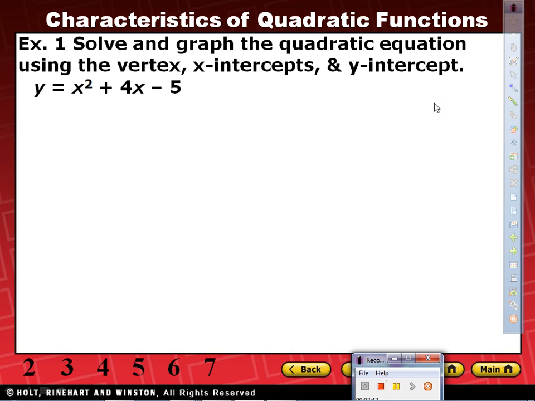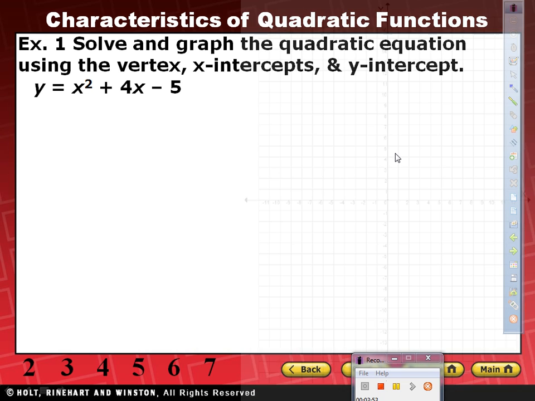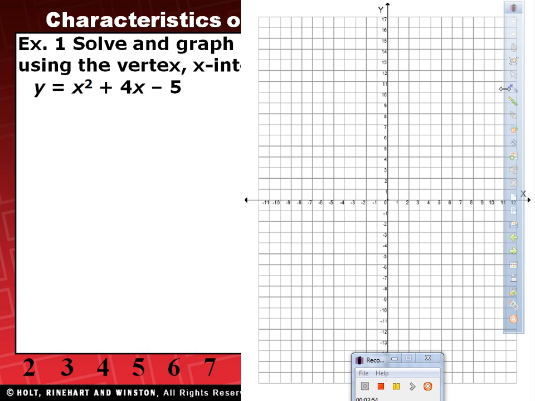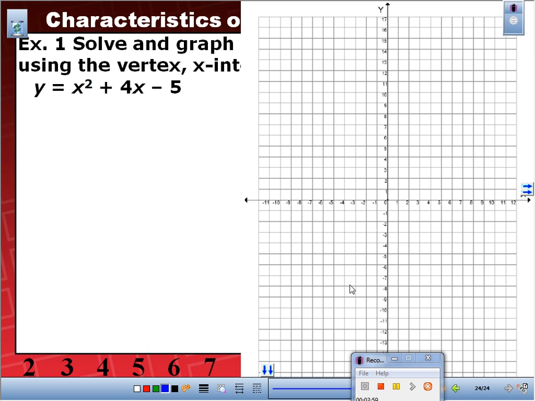It says, solve and graph quadratic equations using the vertex, x-intercept, and y-intercept. And they give us the equation y equals x squared plus 4x minus 5. So to get started, here it goes. Step 1 says I need to check that it's in standard form. I'm going to go ahead and write the step over here on the side. Step 1, is it in standard form? Look at it. Yes. Okay.